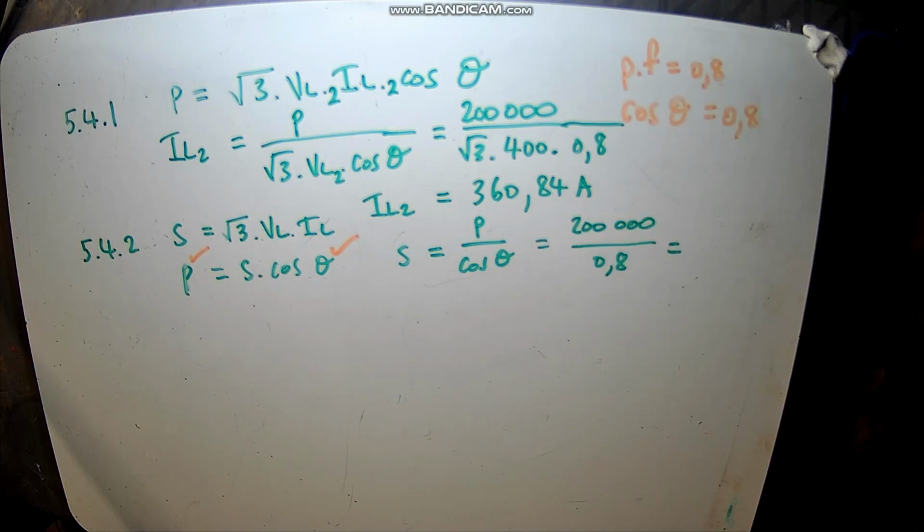Plugging that into the calculator, we should get 250,000 volt amps. And don't forget to write that also in kilovolt amps. And so apparent power is volt amps or kilovolt amps.